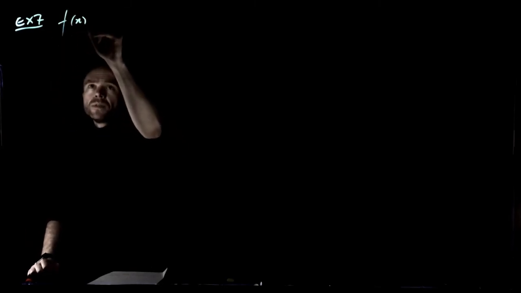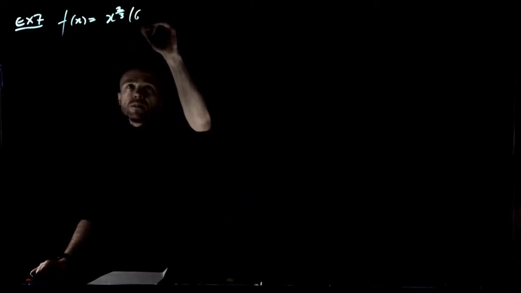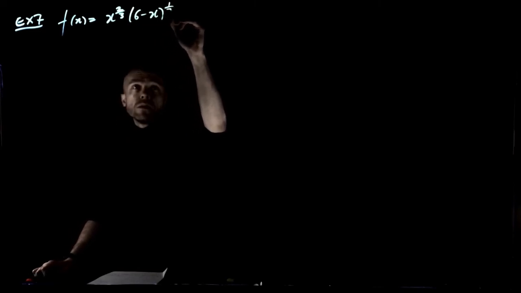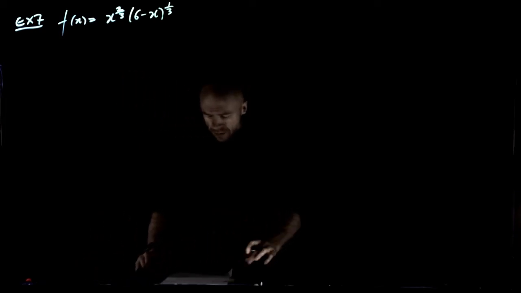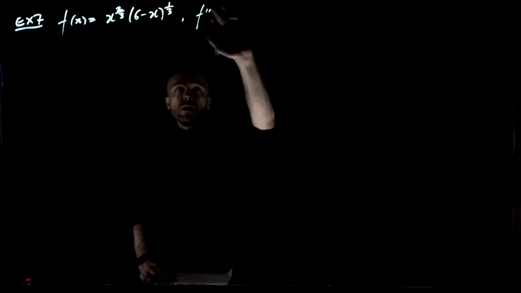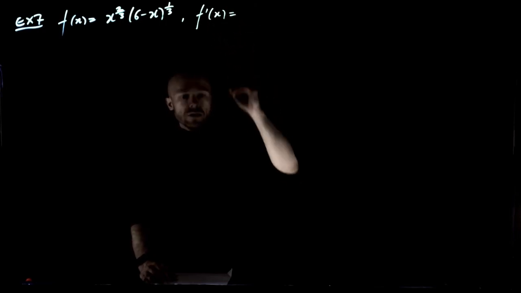So we're going to continue this topic of how the gradient affects the graph of the function, and we will consider this example. So we have this function f of x, which is x to the 2 over 3 times 6 minus x to the 1 over 3. And in this case, the gradient and the second gradient are given to us. We could calculate them, but we will save time and use the fact that they are just given.